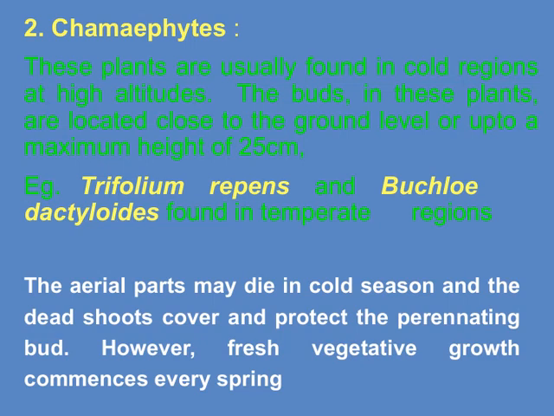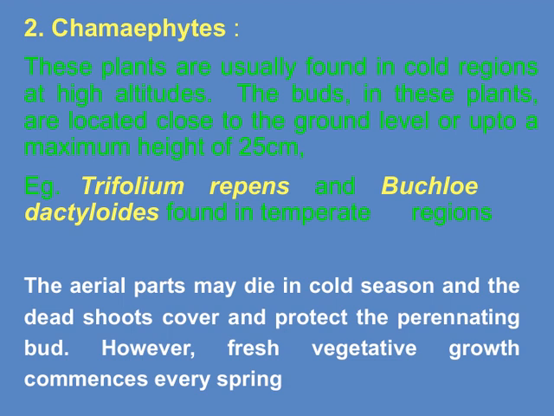Let's talk about chamaephytes. These are plants that are typically found in cold regions or at high altitudes. One of their key features is where their buds are located. They're close to the ground, usually no more than 25 centimeters high. This close-to-the-ground positioning helps protect the buds from harsh environmental conditions. For example, plants like Trifolium repens and Buchlodactyloids are good examples. You'll find them in temperate regions, and they share this characteristic of low-lying buds.